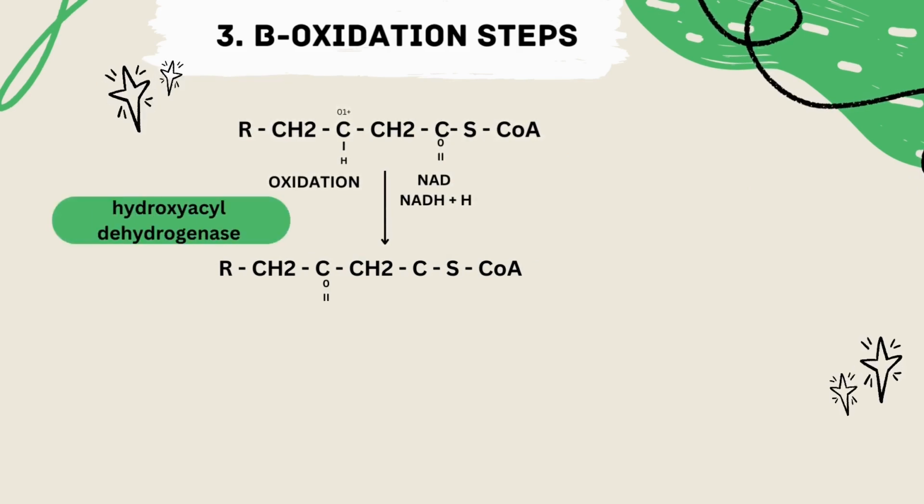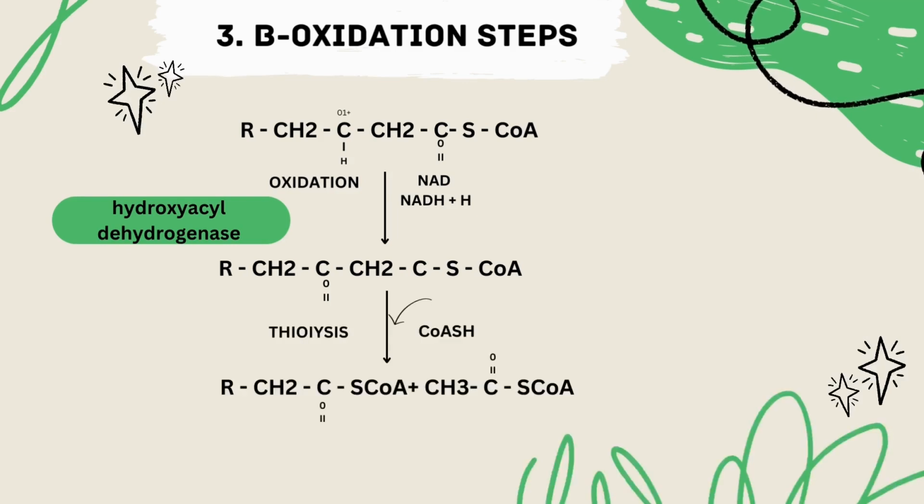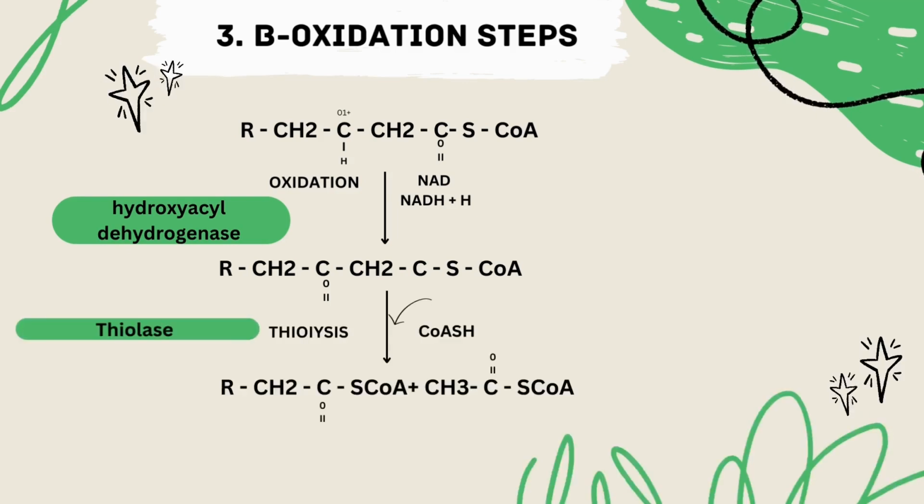After we hydrated in the previous step, now we're going to oxidize it again. That means we're going to lose 2 hydrogens from the alpha and beta carbons. Those hydrogens are going to be added to NAD+, which is reduced into NADH by the enzyme hydroxyacyl dehydrogenase.